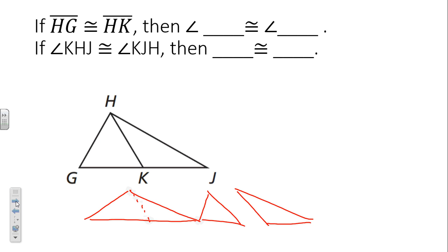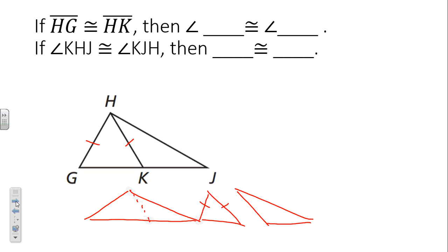Okay, so here we go. This time, they're saying segment HG is congruent to segment HK. Okay, segment HG congruent to segment HK. Make sure that you put your tick marks there. Here's HG, here's HK. All right, so these two are in this smaller triangle.